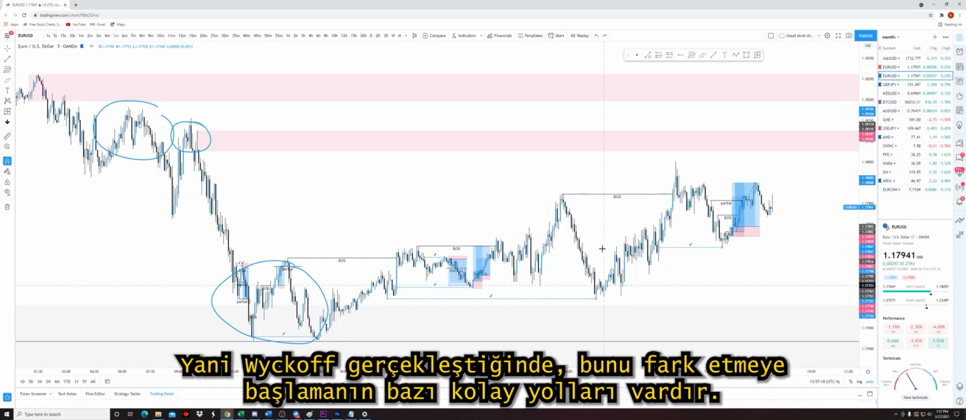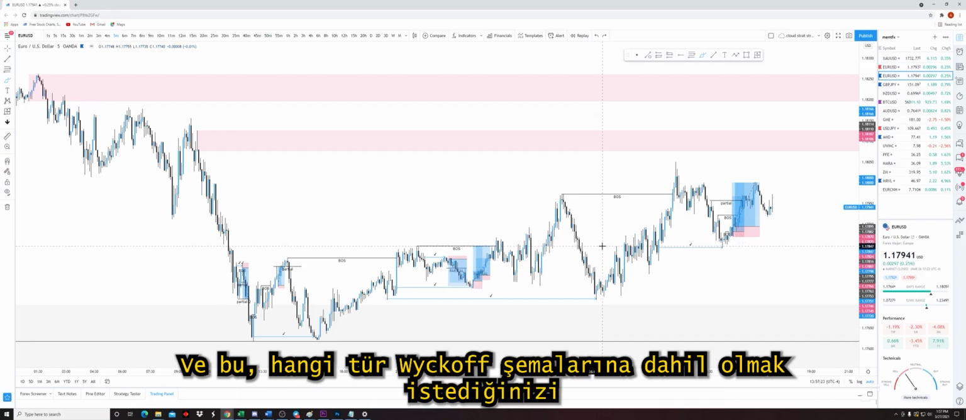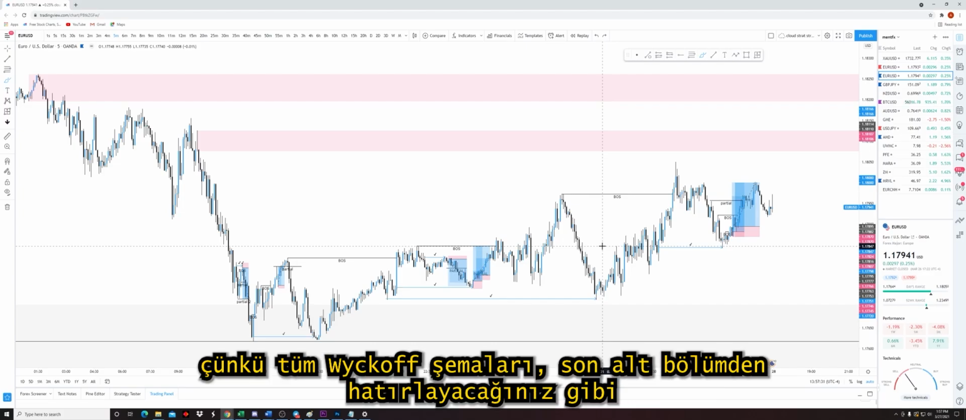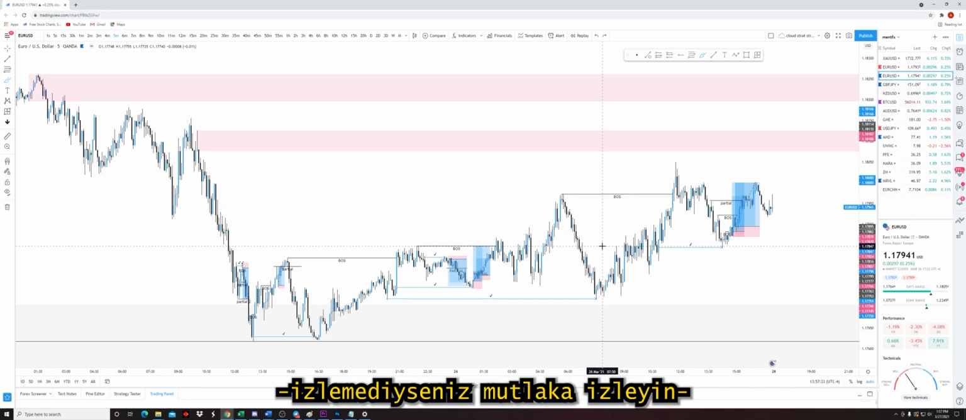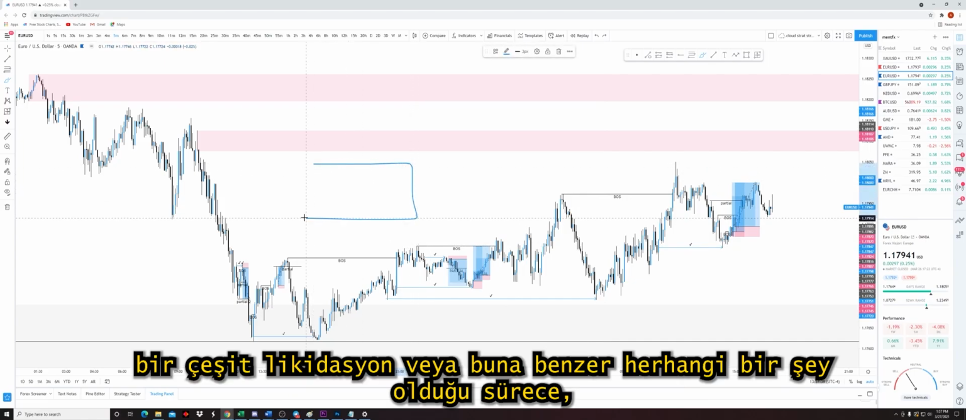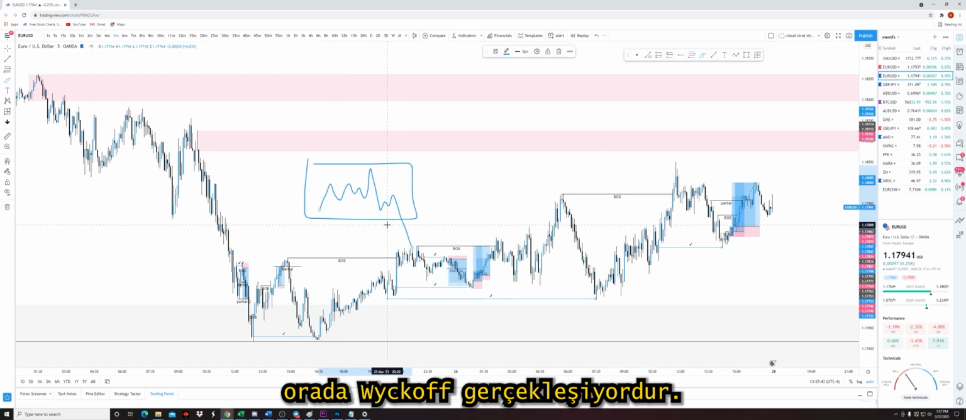So when Wyckoff occurs, there are some easier ways to begin to spot it. And this is going to be one way that you begin to understand which type of Wyckoff schematics you want to get involved on. Because not all Wyckoff schematics, as you remember from the last subsection, if you haven't seen it, make sure you watch it, can be delivered to you in a multitude of different ways. Remember the snowflake rule. As long as there is some kind of liquidation, anything like that, there's Wyckoff occurring there.